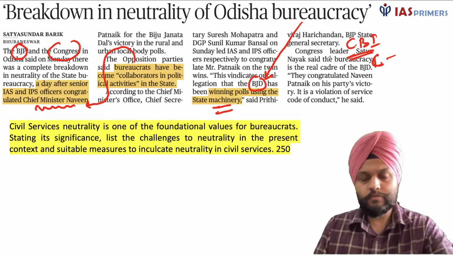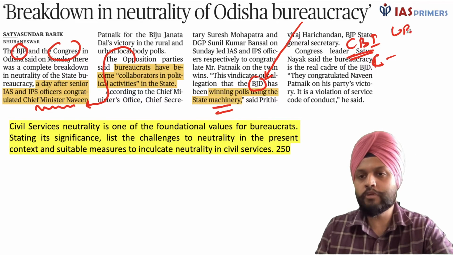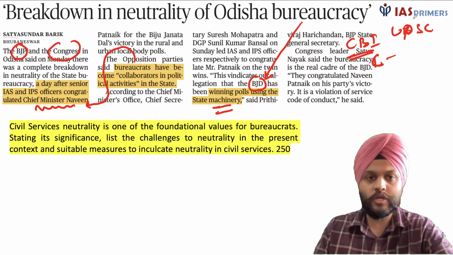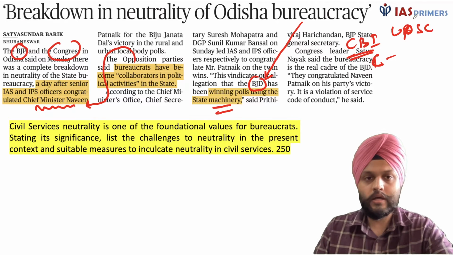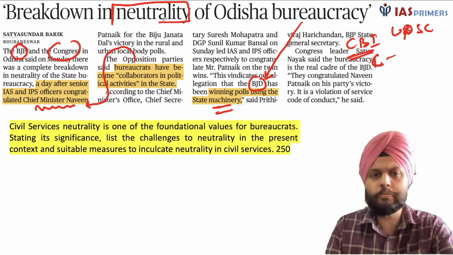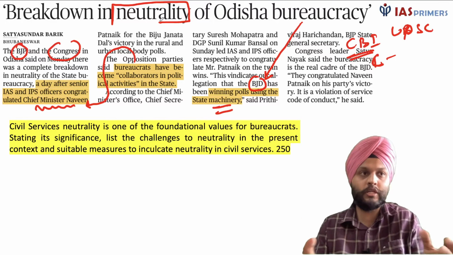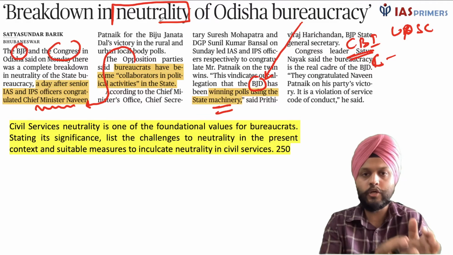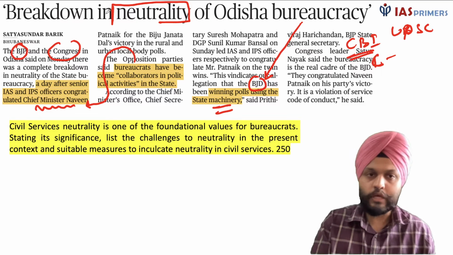Then the same people, some bureaucrats who were said to be close to a particular political party, are being appointed in the UPSC or in the Information Commission. Such allegations have been made in the past. So there is a concern that the bureaucracy may not be neutral. They may take sides. People say it informally too: so and so bureaucrats are more close to this party, so and so are more close to the other party.